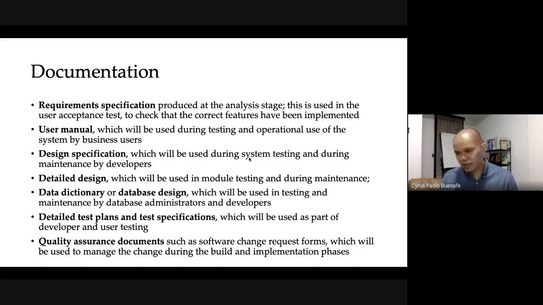Maybe there would be issues in the future that would require you to take a look at documentation. If you want to improve on certain things, that will also be a potential reason why you want to do your documentation and the likes. Now, included in documentation will be things that you will start to think of when you're doing your testing as well. So detailed test plans, test specifications, and other QA documents or quality assurance documents.